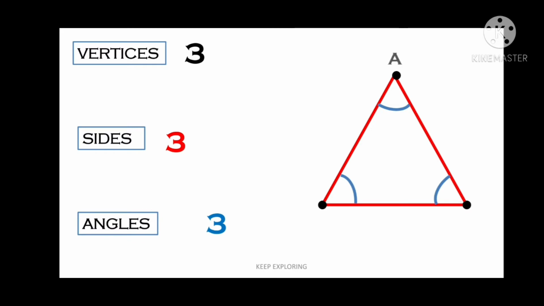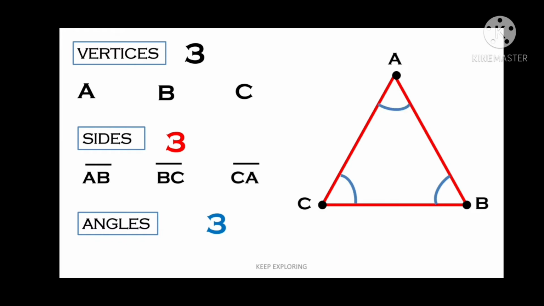So let's name them now. Let's name the vertices A, B and C. So point A, point B and point C are the three vertices. Now next is sides. You can see here AB is one of its sides, then BC and the third side is CA. So AB, BC and CA. Like that, angles: angle A, angle B and angle C. So these are the elements of a triangle: three vertices, three sides and three angles.